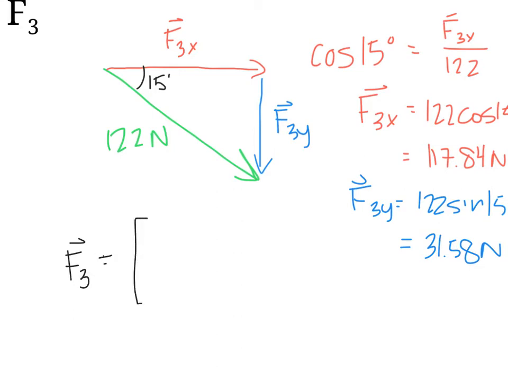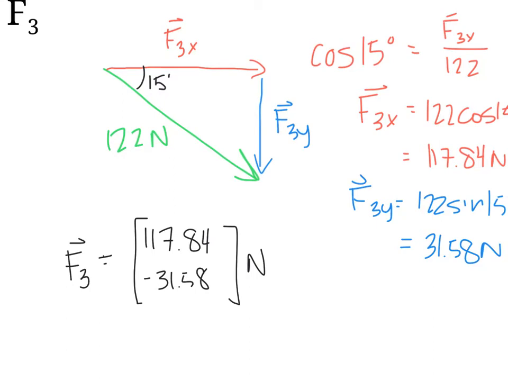Well, the x component is to the right, so it's positive 117.84 newtons. And then the y component, remember, downwards is negative in the y direction, so the y component is negative 31.58. And these are both in newtons, so I can put that on the outside. There, we've broken down F3 into its x and its y components.